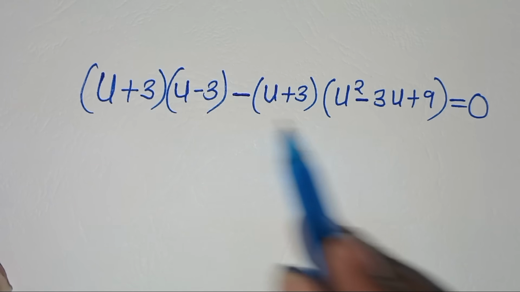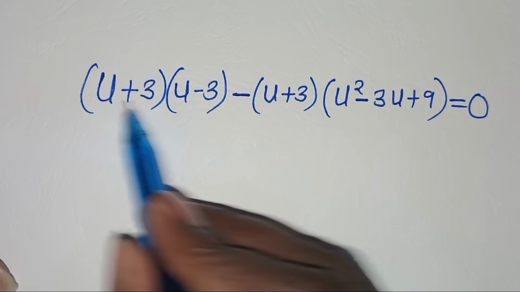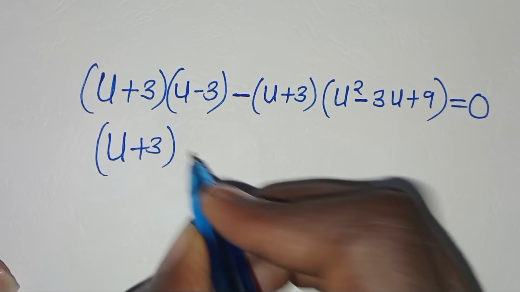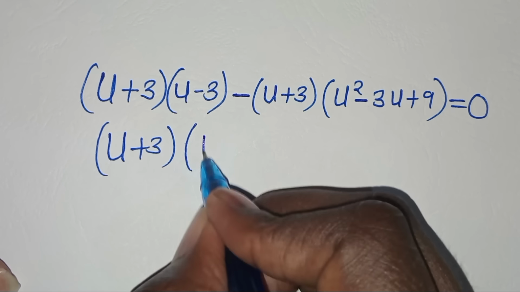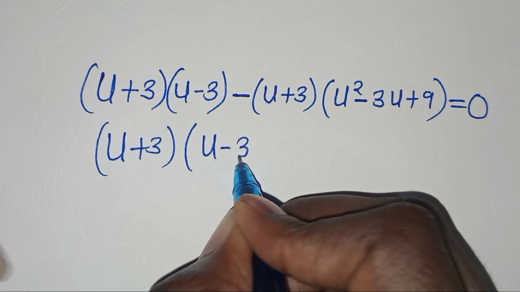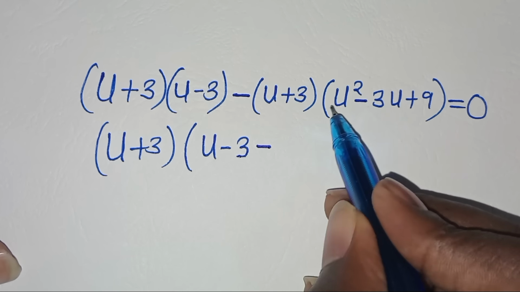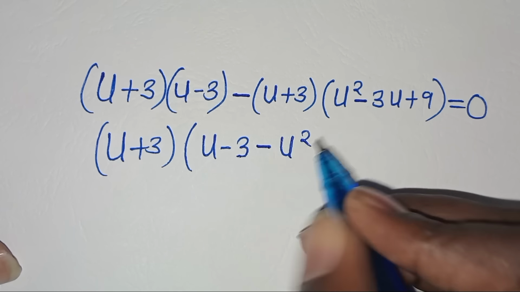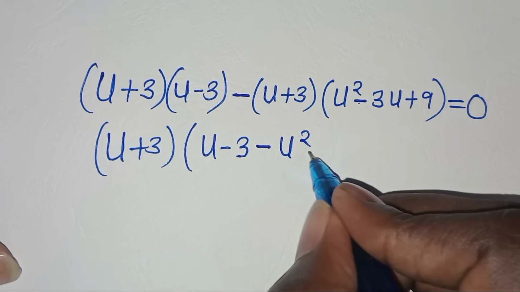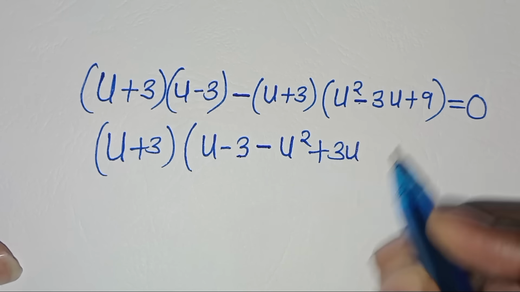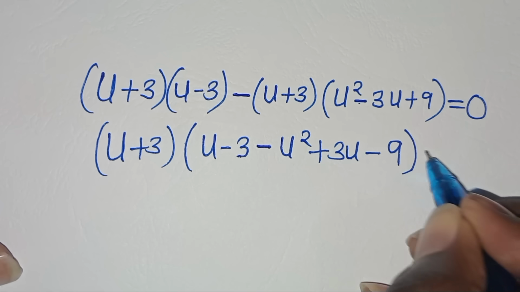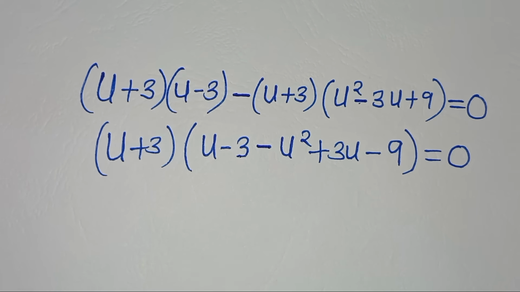Now, if we check here, we have that u plus 3 is common. So let's factor out u plus 3. In the parentheses, we have u, subtract 3, then subtract. Now, let's open the parentheses here. This is minus u squared, minus times minus 3u, this is plus 3u. Then minus times plus 9, this is minus 9. And this is equal to 0.